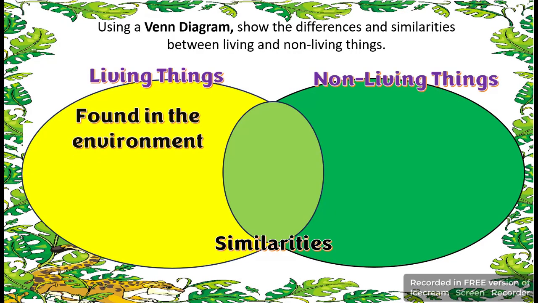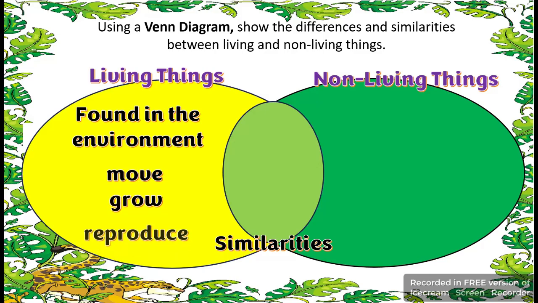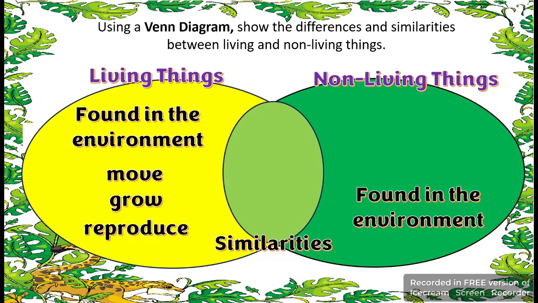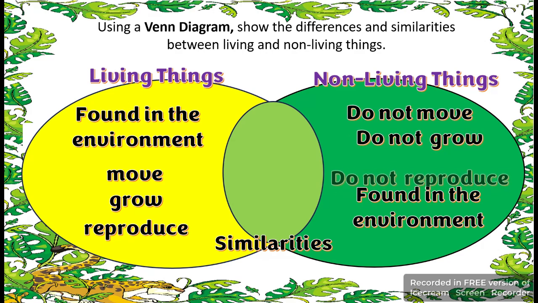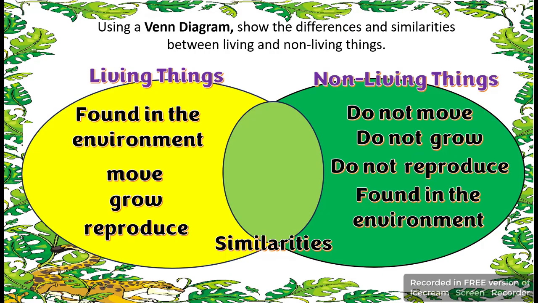Living things are found in the environment. They can move, grow, and reproduce, while non-living things, found also in the environment, do not move, do not grow, and do not reproduce. What are their similarities? Very good. They are both found in the environment.